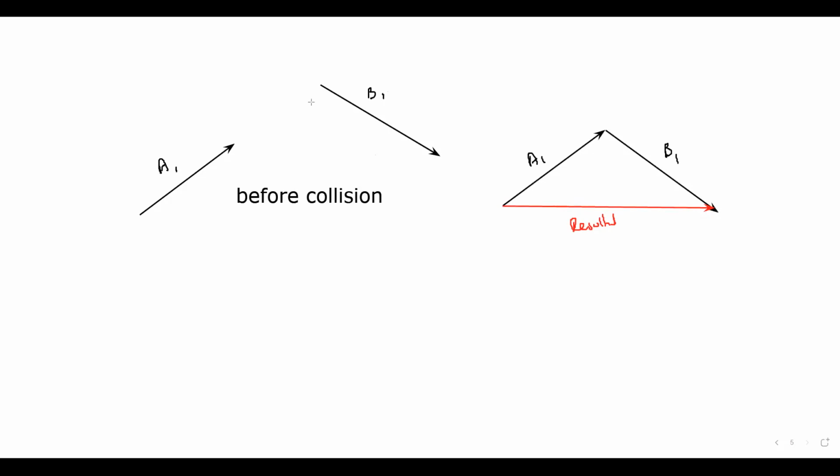Then what happens when they collide? Their momentum changes. For example, the final momentum of A is in this direction and the final momentum of B is in this direction. So the final momentum of A is A2, and the final momentum of B is B2. This is after the collision.